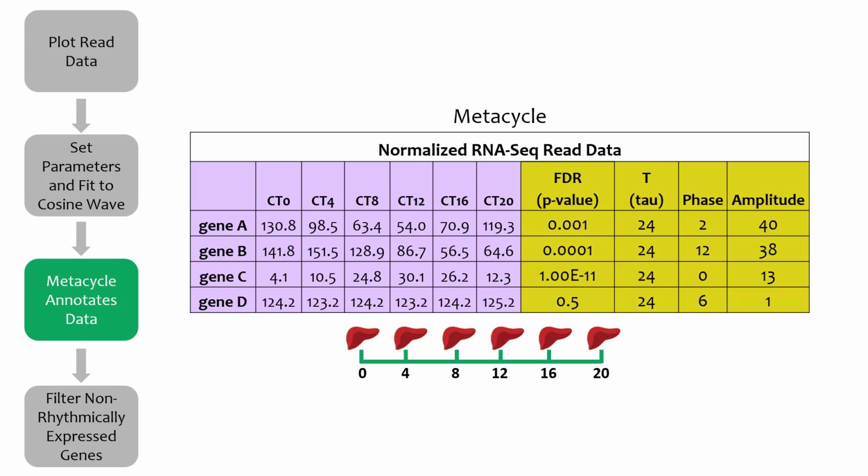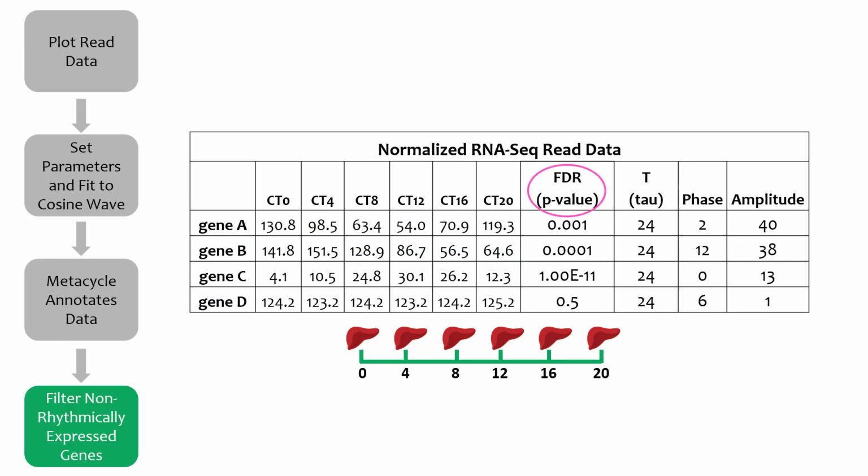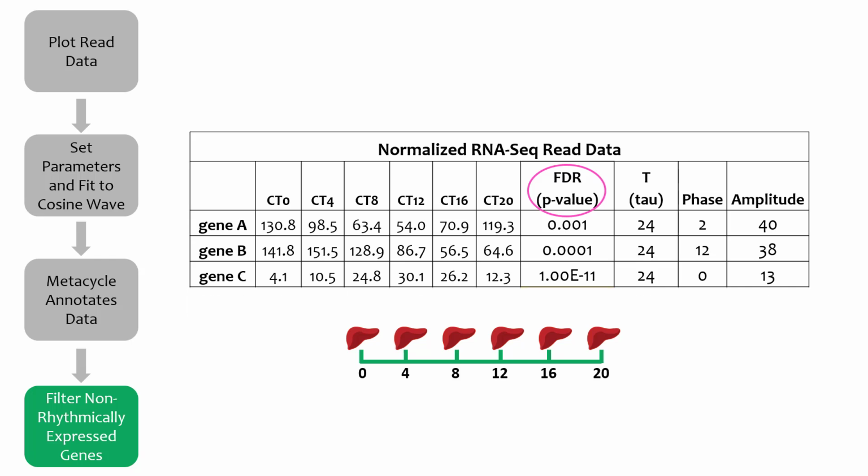The false discovery rate is a statistical metric that indicates how well the data match a cosine function. These metrics are annotated onto the dataset in new columns for every gene, and non-rhythmic genes are filtered out. These rhythmic gene expression data are compared from different samples to determine which genes are rhythmic under different conditions.